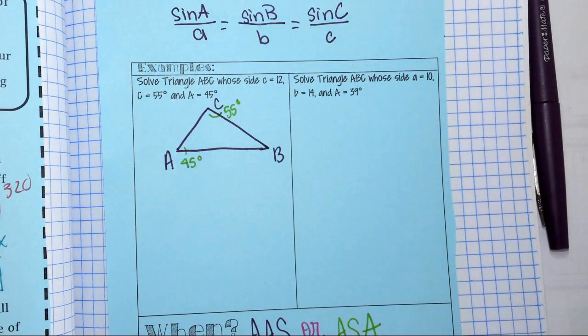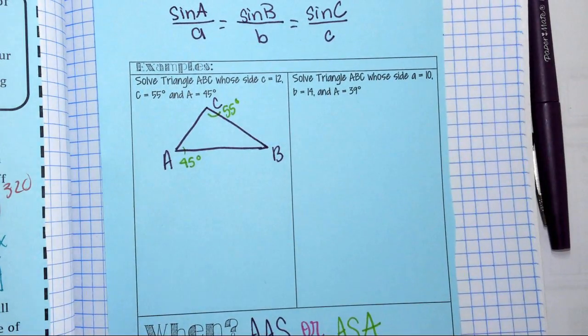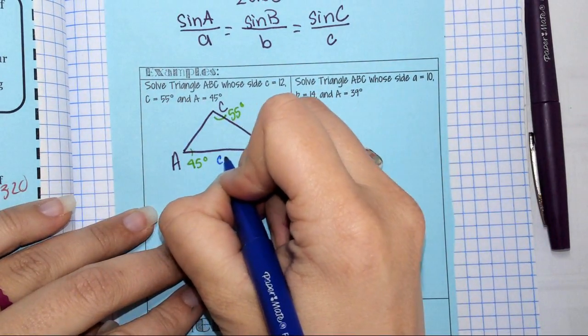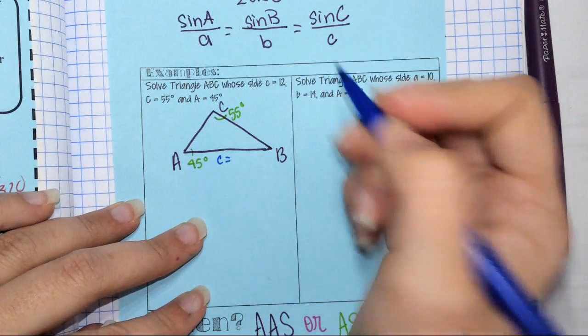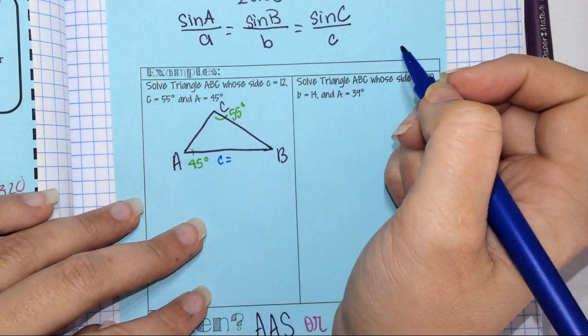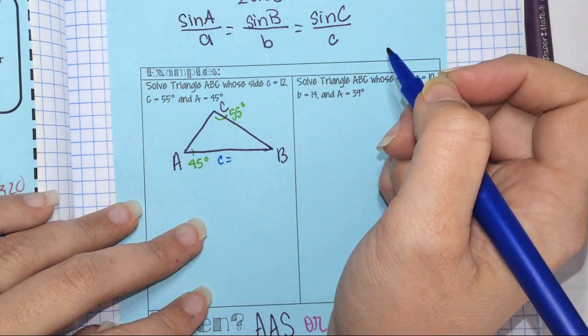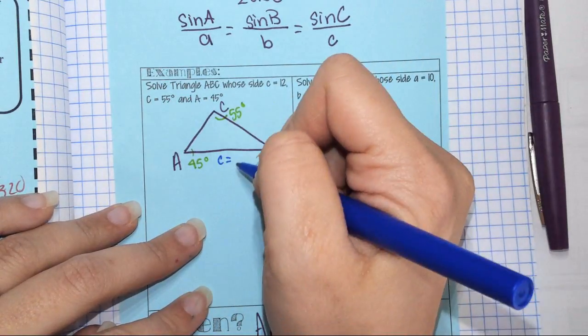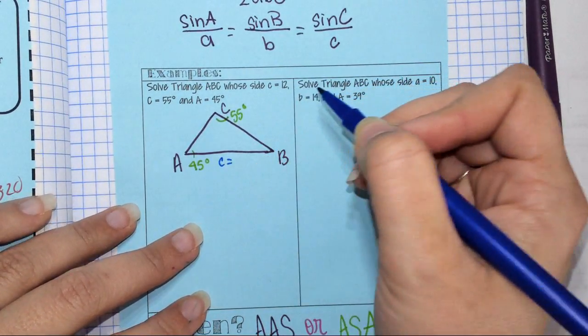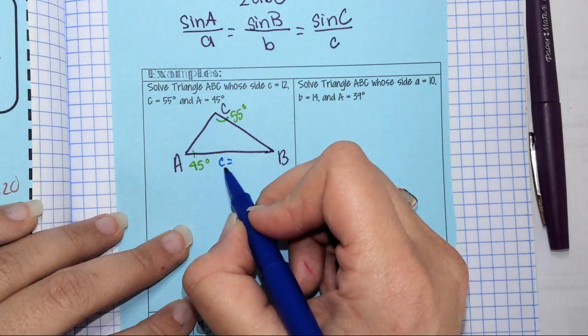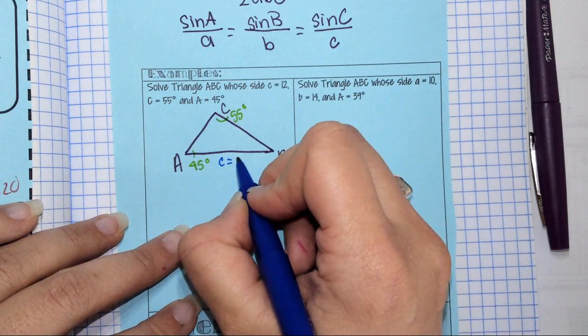Now, where would side C be? Side C? Across from angle C. Take a point. So, go straight down. So, baby C equals, because we don't have a right triangle. What is the measure of this, y'all? 12. Okay, that's all I need.